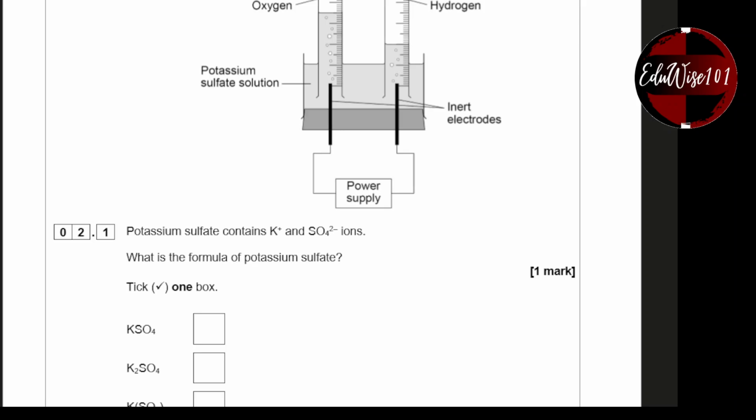Potassium sulfate contains K plus and SO4 2 minus ions. What is the formula for potassium sulfate? Now, to work out the formula, you need to make sure that you balance the charges. So potassium has a charge of +1, which means you will need 2 K plus ions to balance the SO4 2 minus ions. So that answer will be K2SO4.